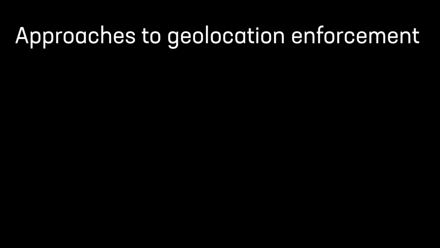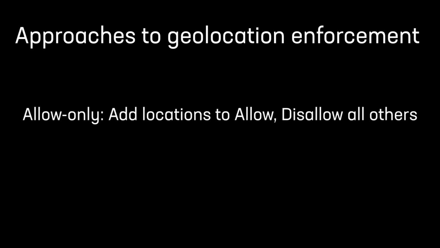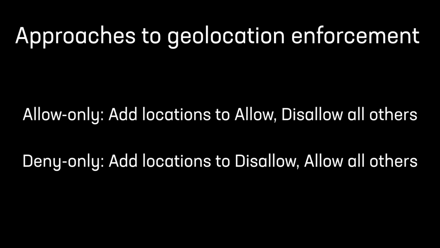You can use the following approaches when configuring geolocation enforcement. Allow-only model, which means to allow only application access to users in certain geographical locations. You can add those specific locations to the allowed locations list and place all other locations in the disallowed locations list. There's also the deny-only model, which denies application access to users only in certain geographical locations. You can add those specific locations in the disallowed geolocations list and place all other locations in the allowed geolocations list.